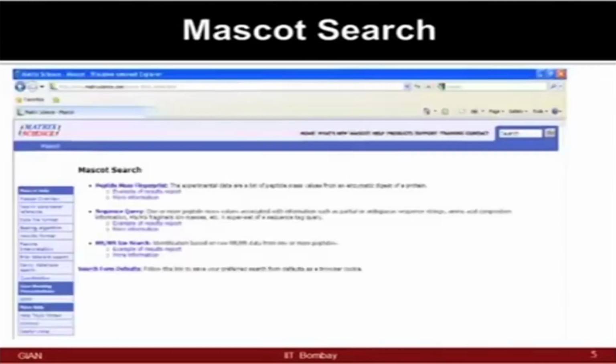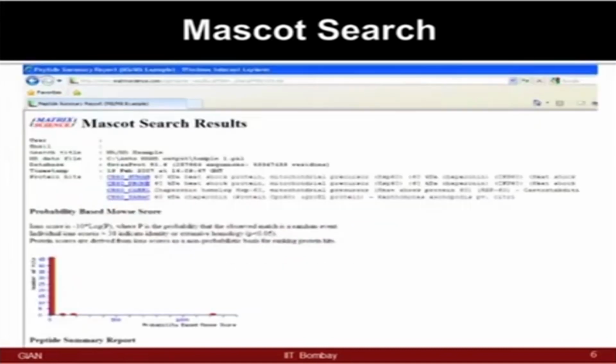Okay, so we then talked about Mascot search, one of the open access database software available to do data analysis, and you can do a variety of analyses over there: peptide mass fingerprinting, especially if you have data coming from the MALDI-TOF based platform, sequence query, and MS/MS ion search. There are example files and descriptions for each parameter. I think you should read those in much more detail.